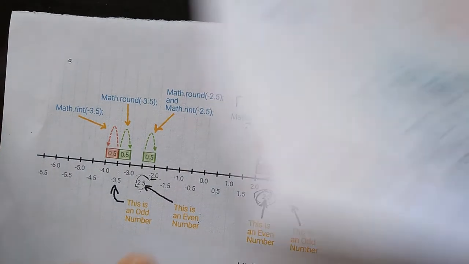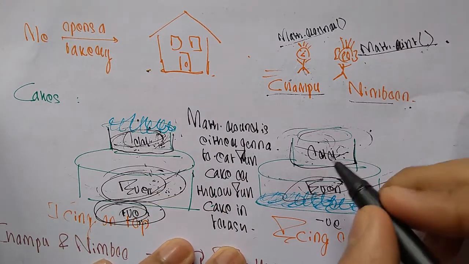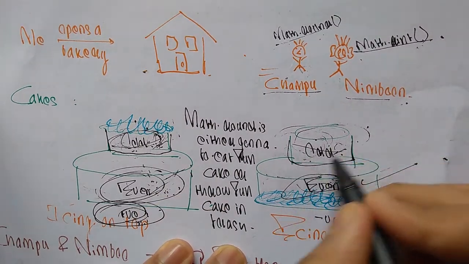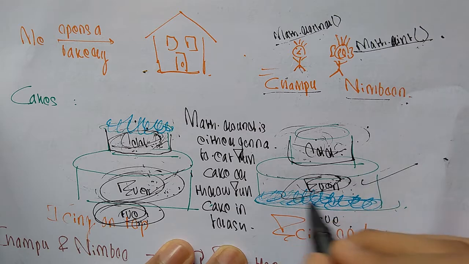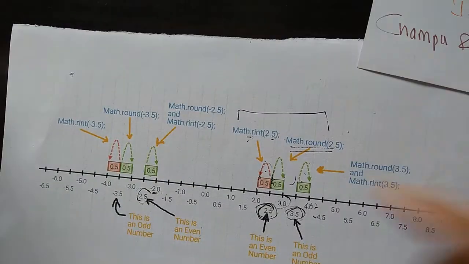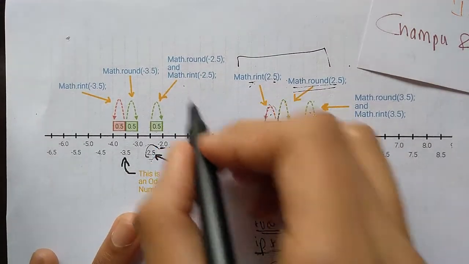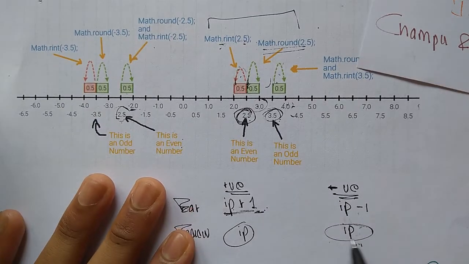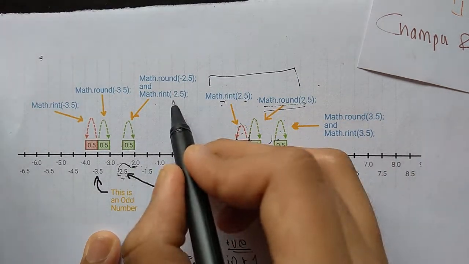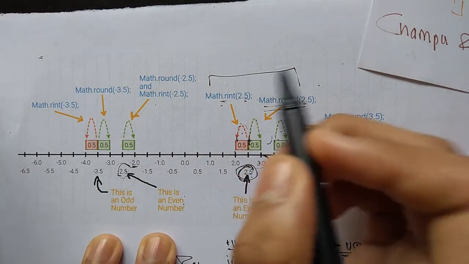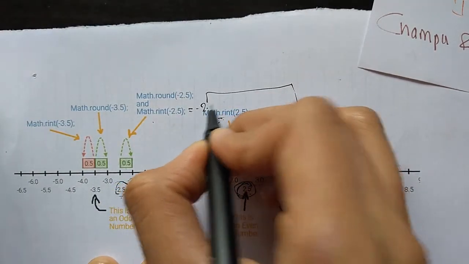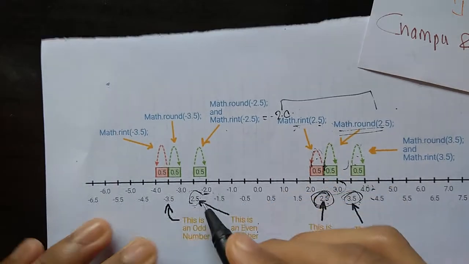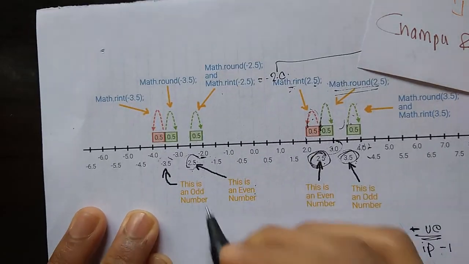On the other hand, what was Math.rint doing? Math.rint was throwing this part of the cake out, meaning he was returning the integral part. So what is the integral part of minus 2.5? Minus 2. Therefore, the answer will be minus 2.0. Correct. Now for minus 3.5.